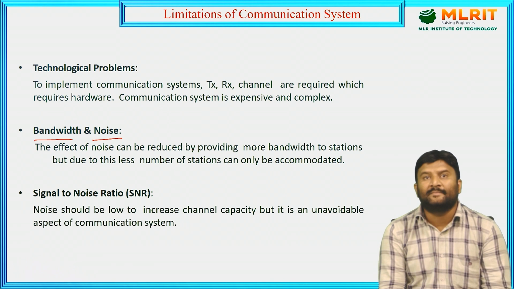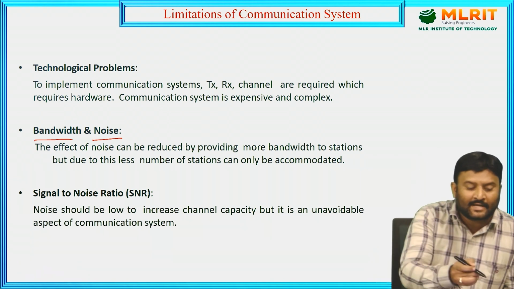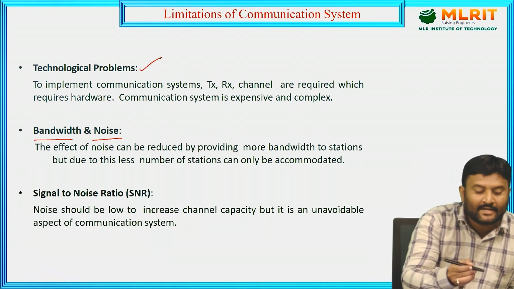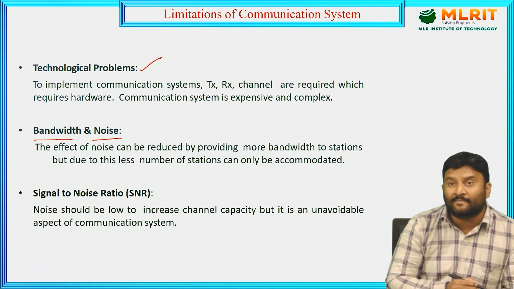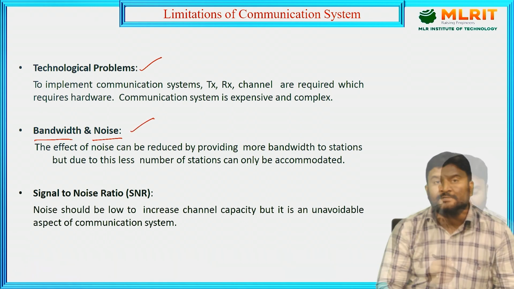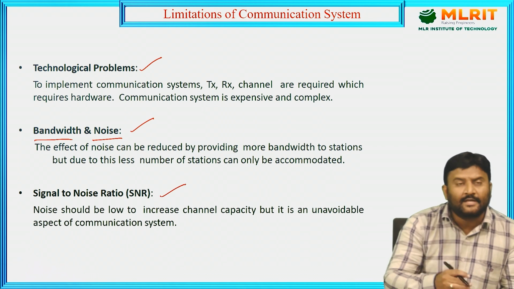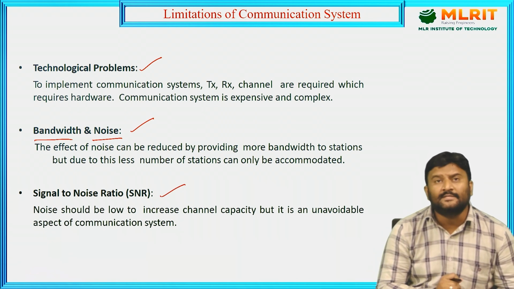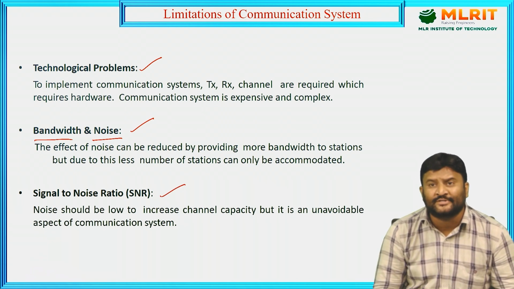These are the limitations of a communication system. What are the limitations? The first one is technological problems, which need complexity. The next parameter is bandwidth and noise. And the next parameter is signal to noise ratio. These all are the limitations of communication systems.